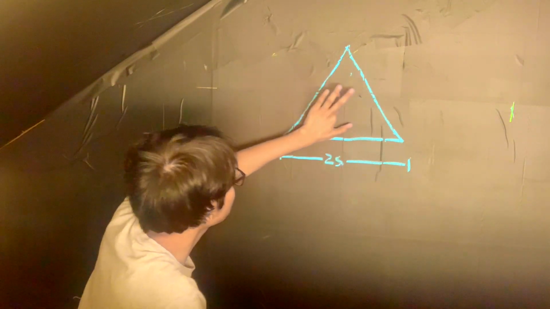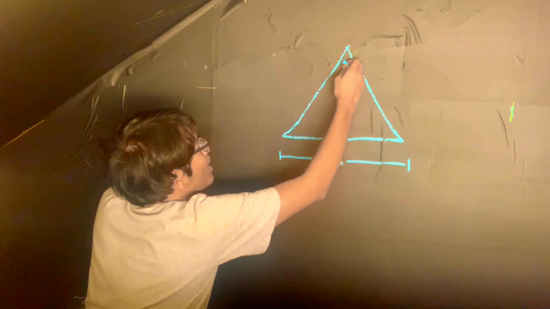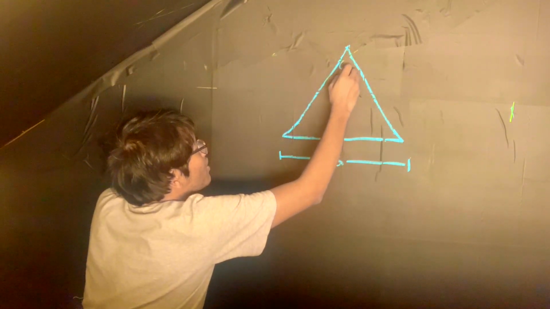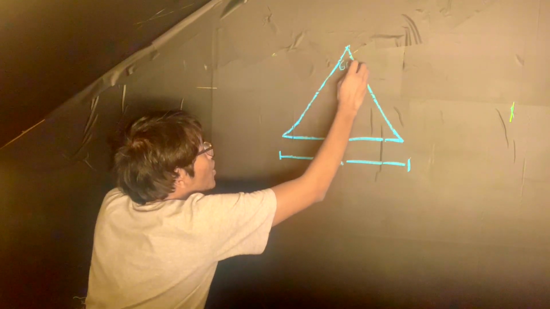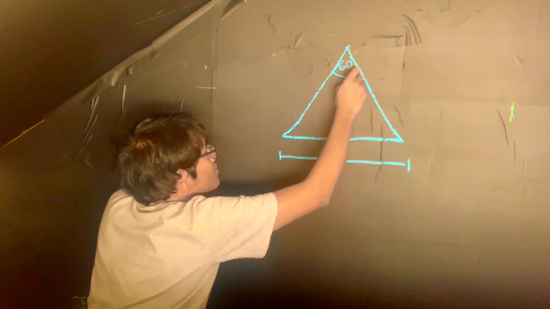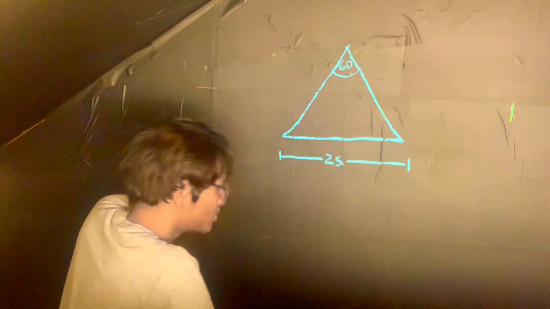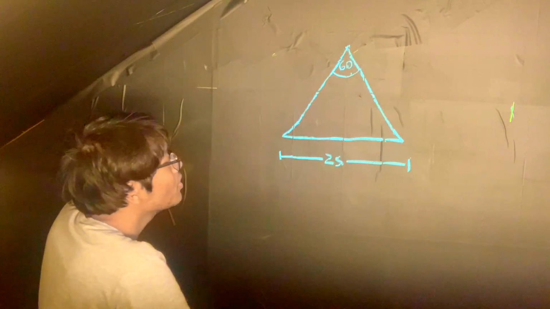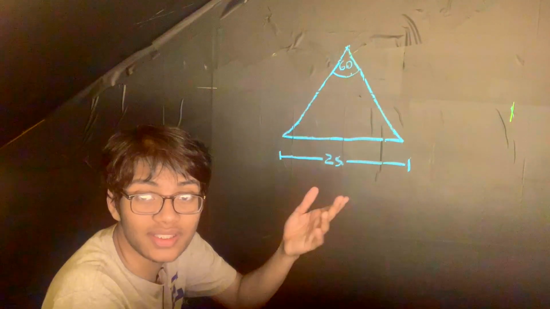Well, the first thing I can do is mark this angle measure right here. For an equilateral triangle, all three angles are 60 degrees, right? So that right there is going to be 60 degrees. Now, I know that the standard area of a triangle is half BH.